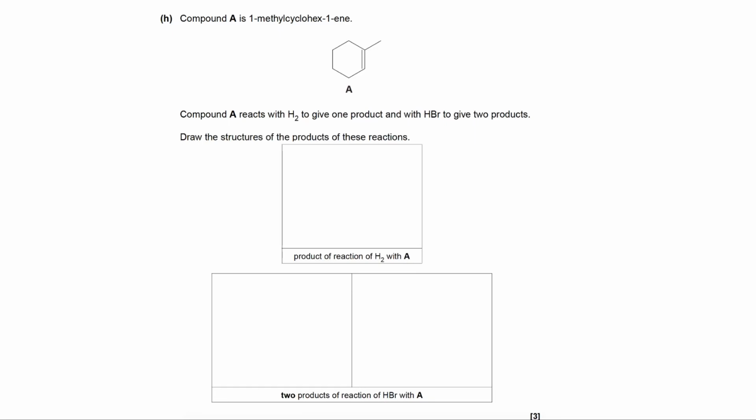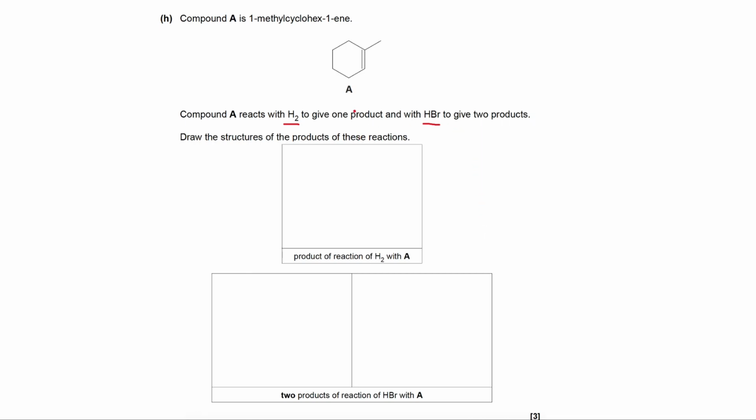Okay, so we're going to have a look at this question over here. This is this compound here. It's an alkene. It's a cycloalkene, and it is going to form a product with both H2 and with HBr. They tell us that we've got one product with H2 and two products with HBr. It's 3 marks, so it's 1 mark for each correct product drawn.